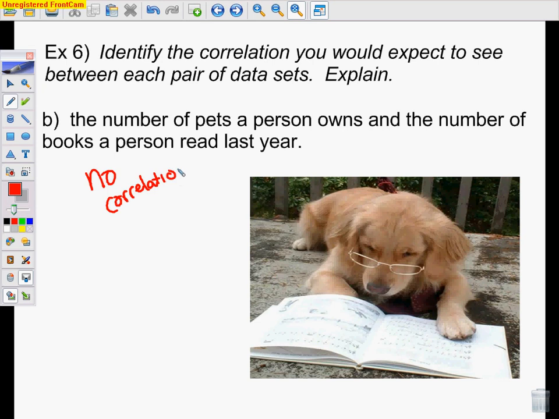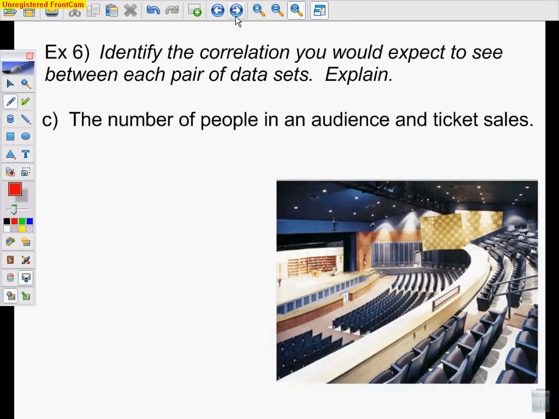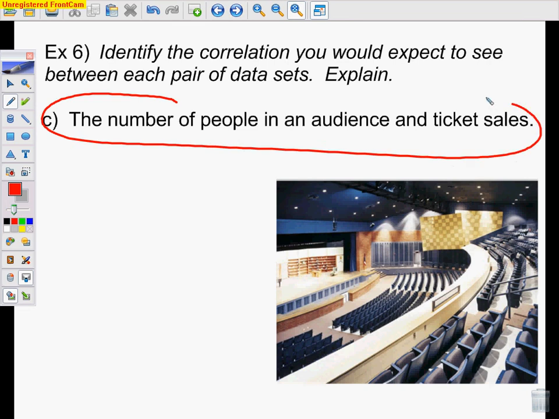There's people that own a lot of pets and read no books. There's people that own no pets and still read no books. So there is relatively no correlation between these sets of data. All right, moving on. Go ahead, write this down. Pause the video. Talk about what you think the answer is.